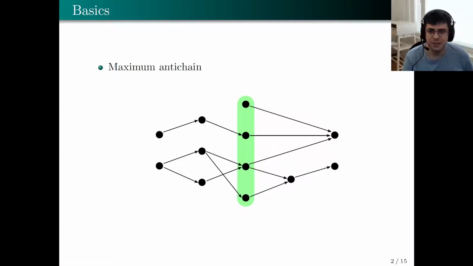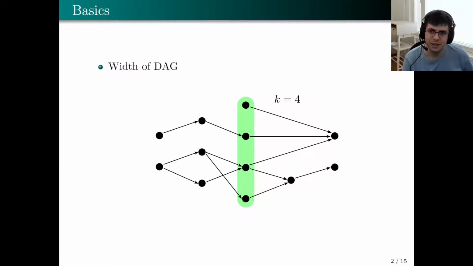A maximum antichain is an antichain of maximum size among all antichains of the graph. The width of the DAG is defined as the size of a maximum antichain. We denote it by k, in this case 4, and it is the parameter we are interested in.